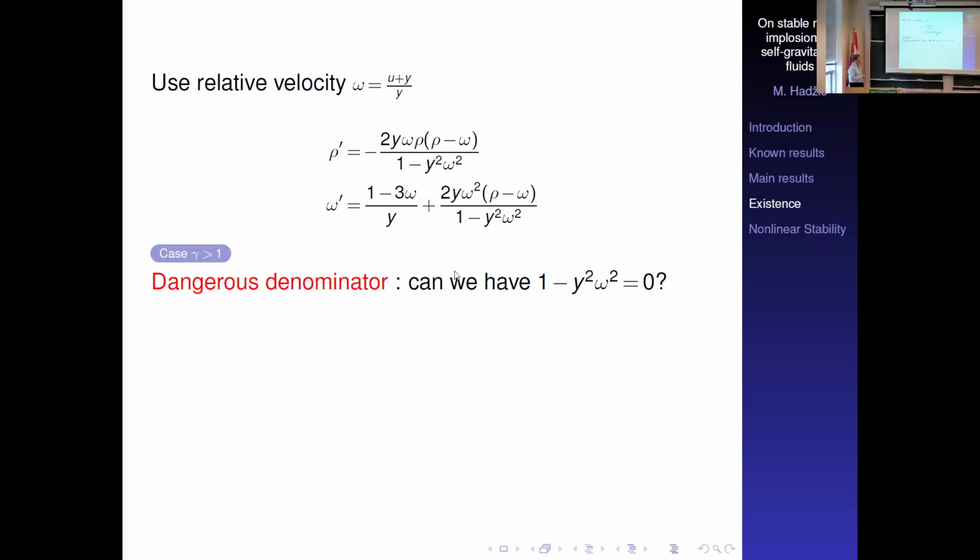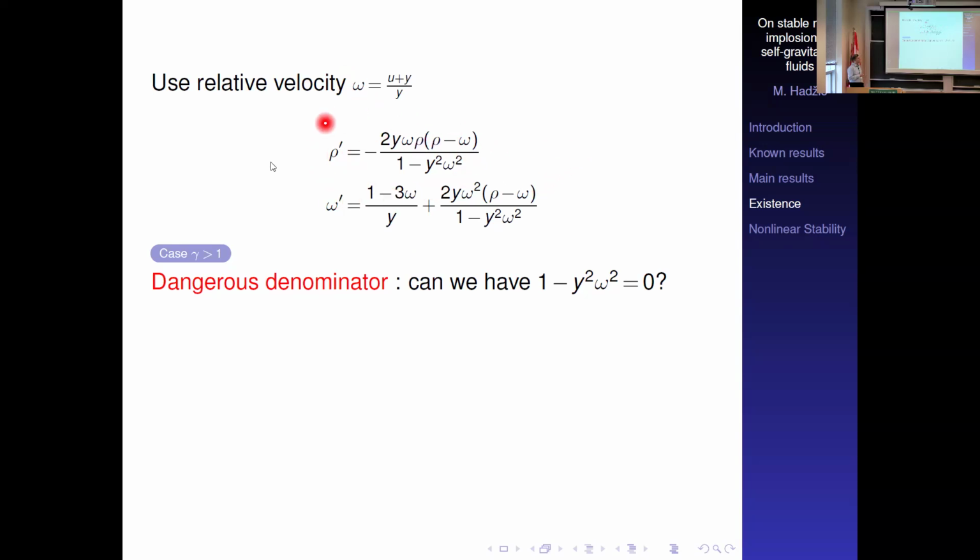Now, I do this just for the sake of accuracy. You don't really work with u. You work with this relative velocity that I call omega. Physicists will call this wind velocity. And from now on, I shall refer to omega as the velocity, okay? And here is the promised 2x2 system of ODE.